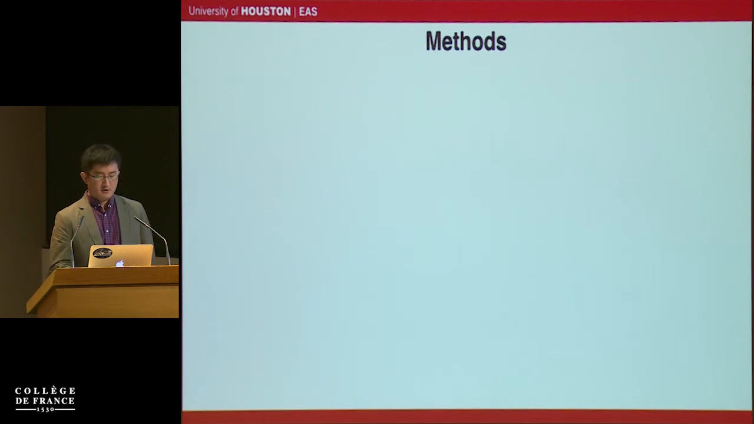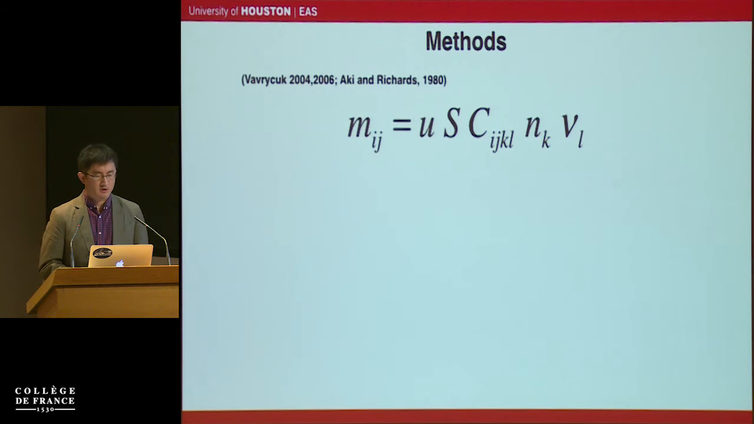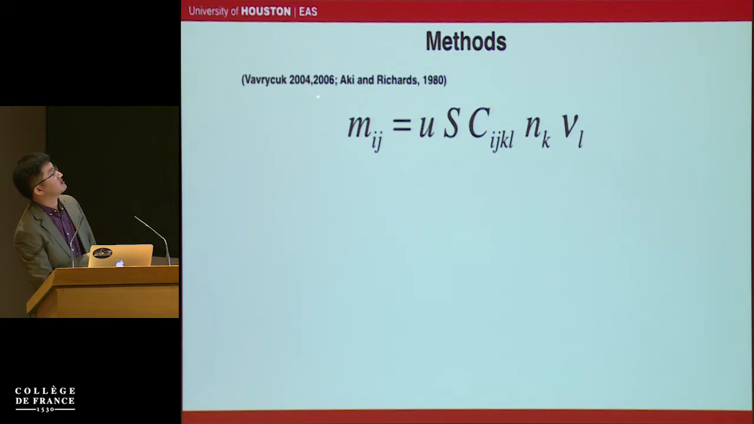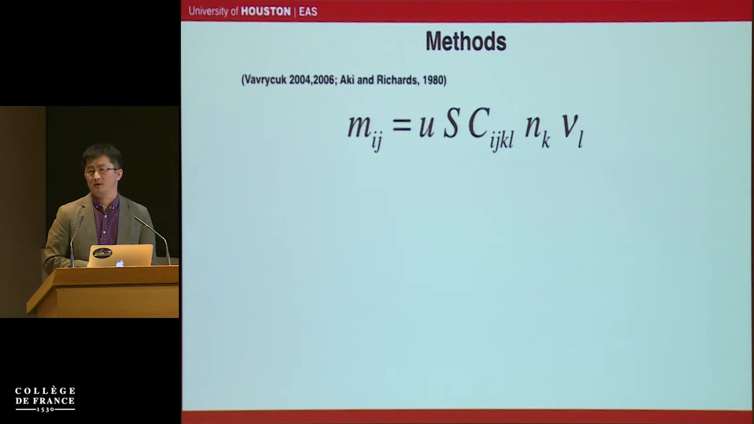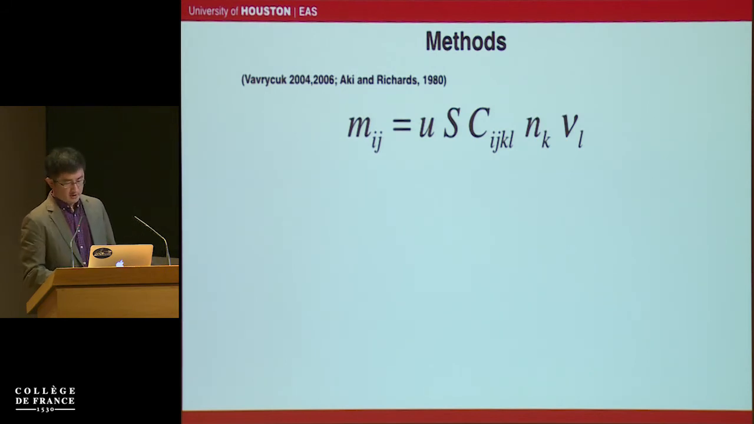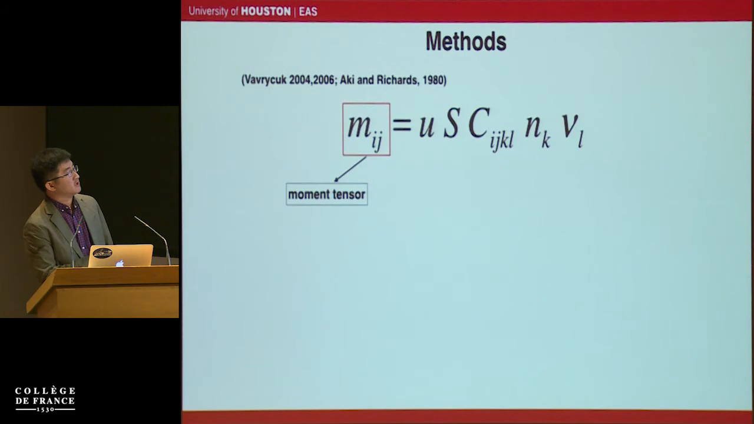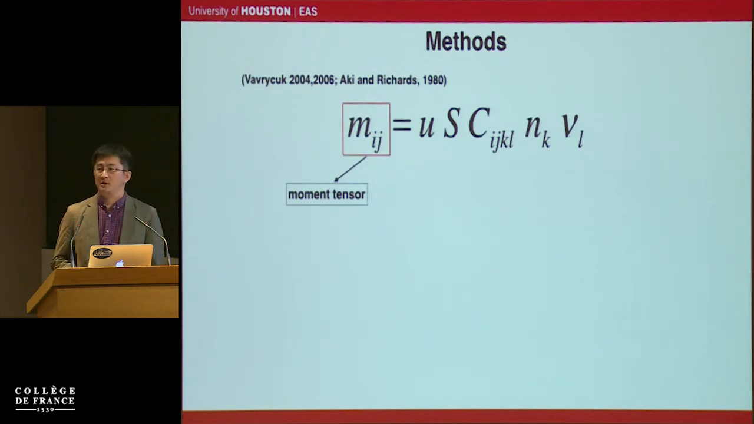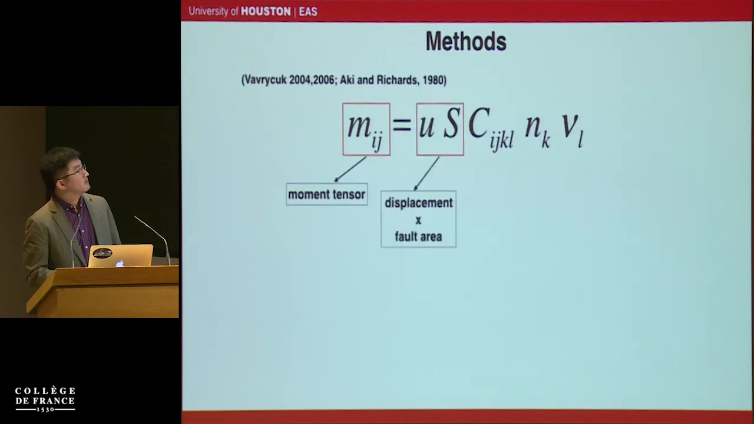So the method to invert for anisotropy is straightforward. Here we follow the work by Warren, 2004 and 2006. And of course, this equation you can find anywhere, in any textbook. So basically, here is our observed moment tensor. Each earthquake has a moment tensor, a 3 by 3 matrix. And these are the displacement of the slip and the fault area, S.